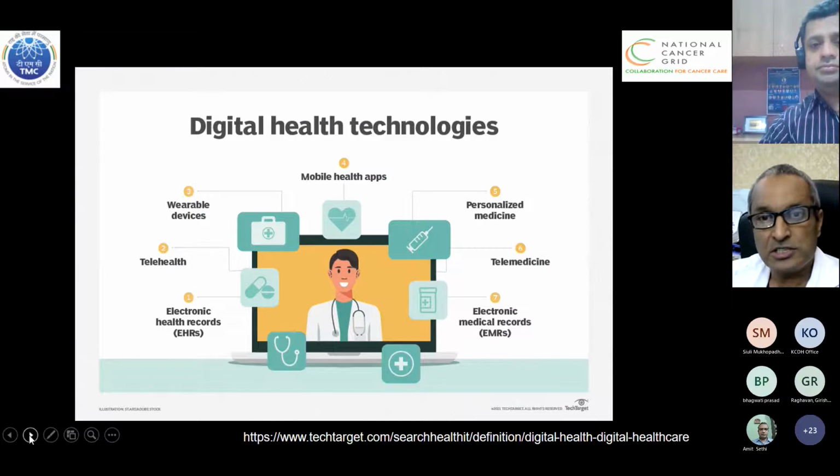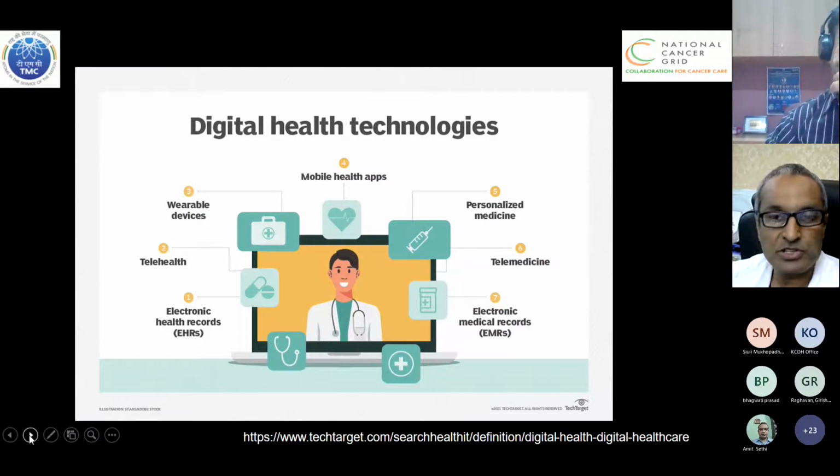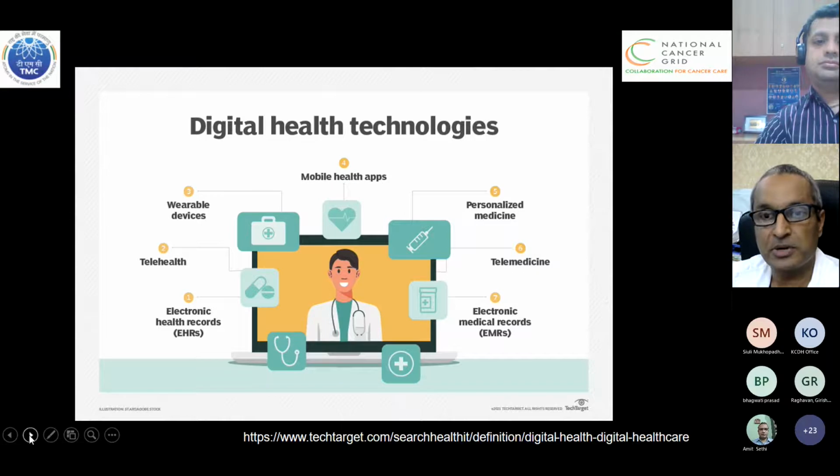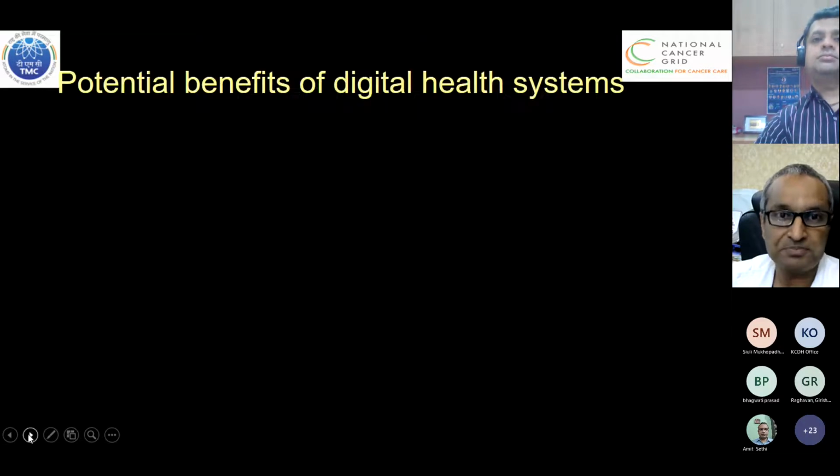With digital health technologies, these are some of the examples. I know this is a growing list. We start with electronic health records and medical records. I think COVID has brought the concept of telehealth and telemedicine very strongly into the forefront of what faces the consumer, in this case, the patient. And the revolution that we've had over the last decade or so with wearable devices, mobile health apps, and a growing emphasis on personalized medicine over the last two decades are all enabled by this concept of digital health.